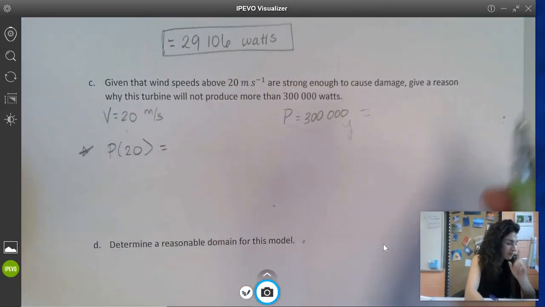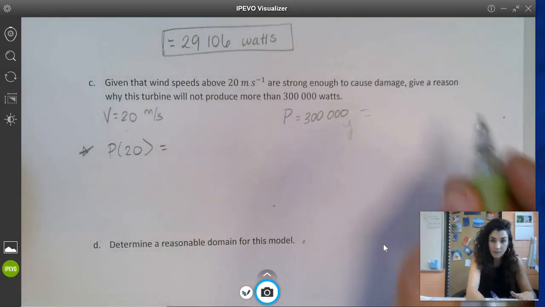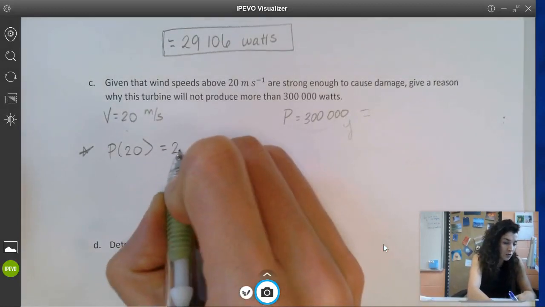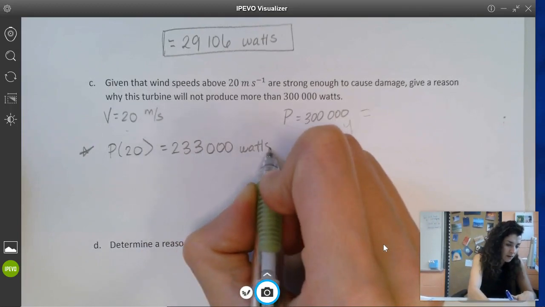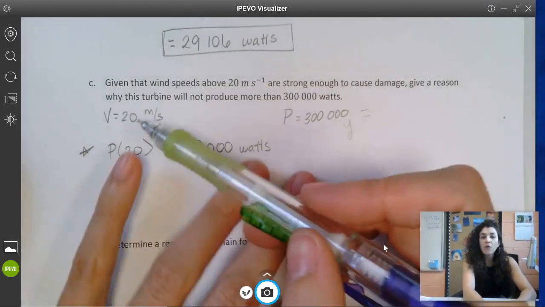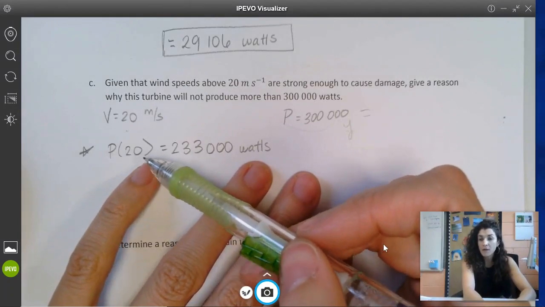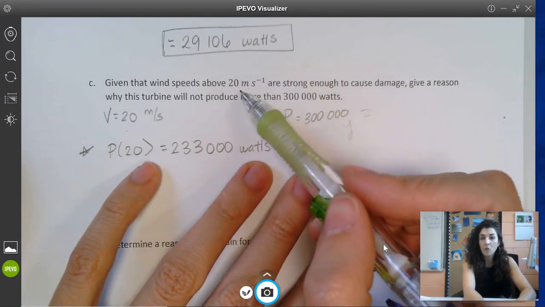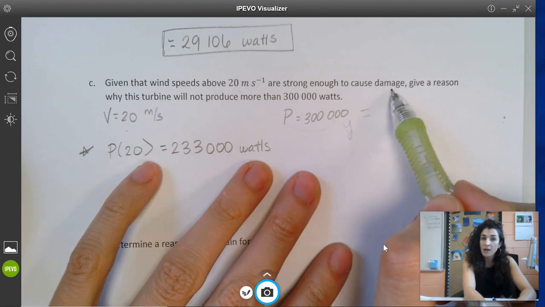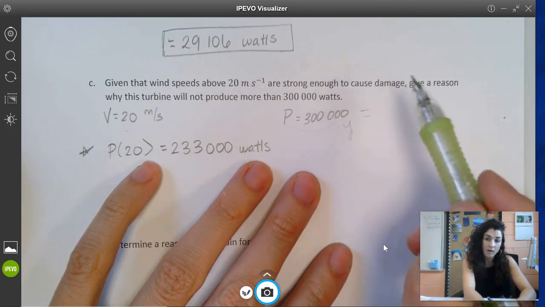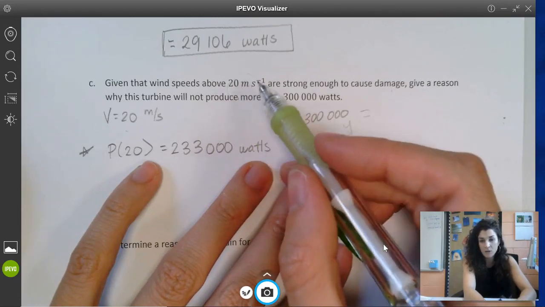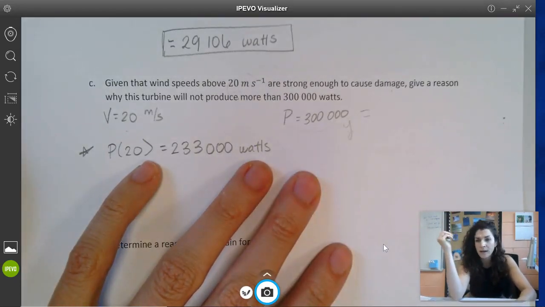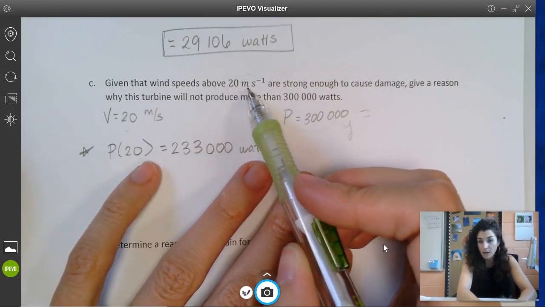Go ahead and find P of 20 on your own. To three significant figures, that's 233,000 watts. So if we cap out at 20 meters per second, because if we have a wind speed higher than that, it's going to cause damage to the turbine. In other words, we don't want to run the turbine if the speed of the wind outside is above 20 meters per second, or else it'll rip up something that's going on there. But if it's stronger than that, then we're not running the turbine.